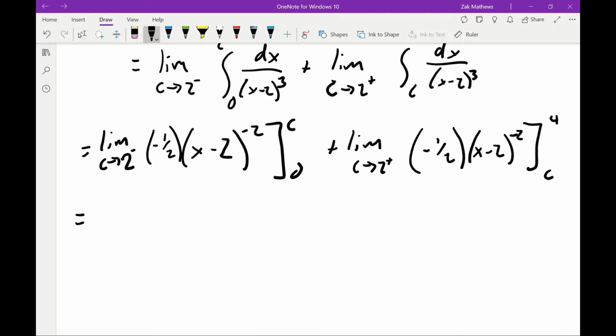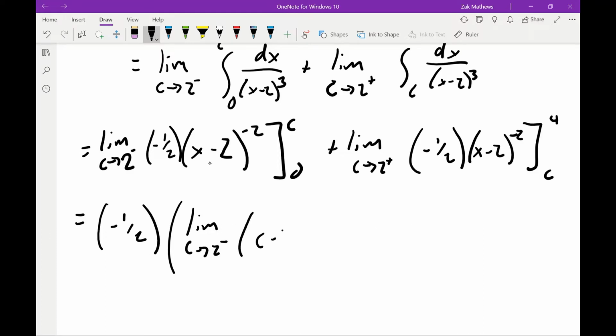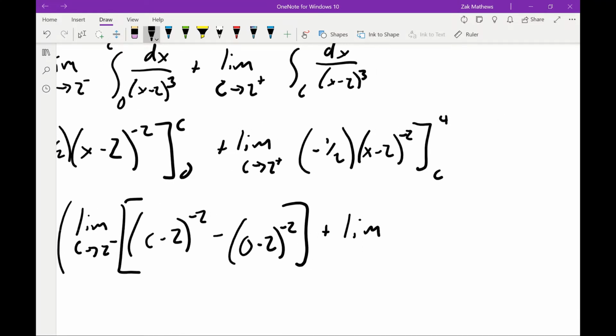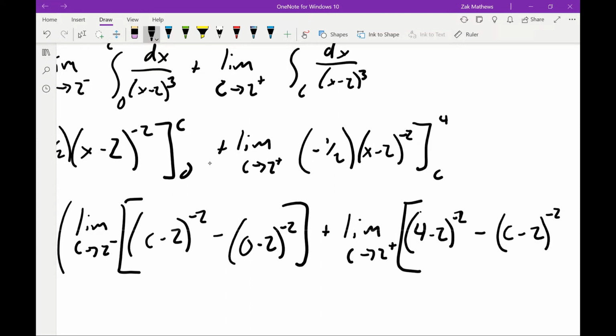And so let's go ahead and plug in. I'm going to go ahead and factor off the negative 1/2 just to make my life a little bit easier, kind of the same trick I used in the last example. So we'll have the limit as c goes to 2 from the left of c minus 2 to the negative 2 minus 0 minus 2 to the negative 2, plus the limit as c goes to 2 from the right of 4 minus 2 to the negative 2 minus c minus 2 to the negative 2.